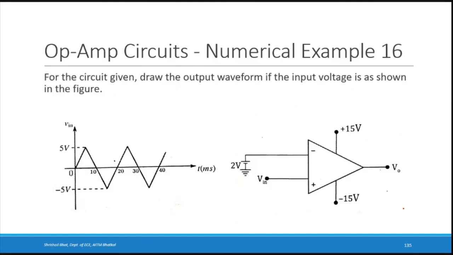Let us take another example, the last one. For the circuit given, you are asked to draw the output waveform if the input voltage is as shown in the figure. So this is the circuit given and this is the input voltage. What is this circuit? Can anyone tell me? It is not mentioned. By looking at the circuit itself, you should be able to identify what circuit it is.